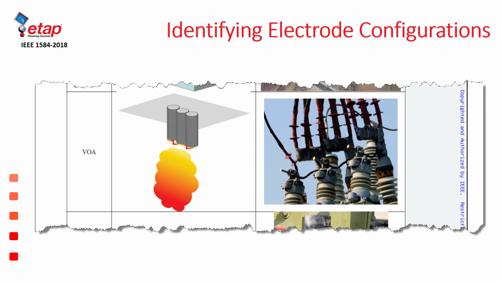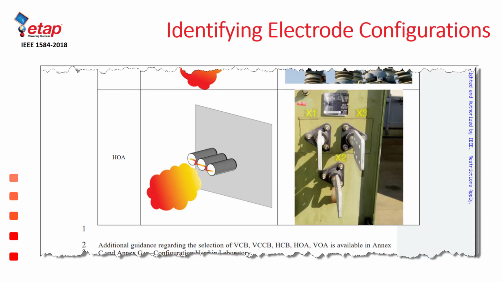VOA could be a little bit more difficult to identify and typically has been used for overhead conductors and other types of exposed bus bars in power distribution systems. This is an example of what could be considered a VOA operating case. Of course, we must remember that open air distribution equipment could be better modeled using the arc flash module. This is an example of the HOA configuration, which shows three protruding stab connectors on the back of the transformer, perhaps a pad-mounted transformer. This is what we could consider an HOA configuration.